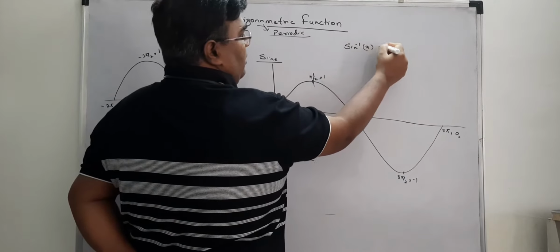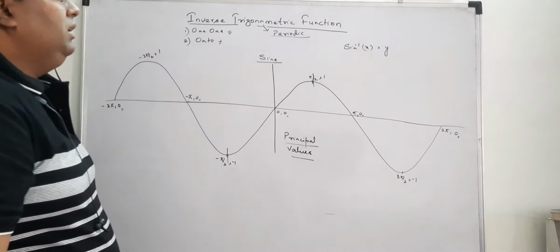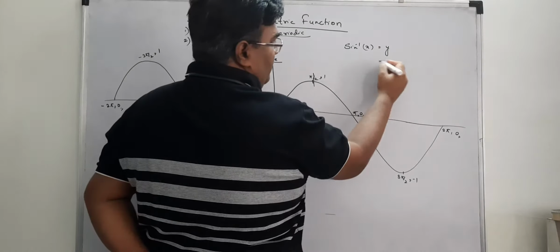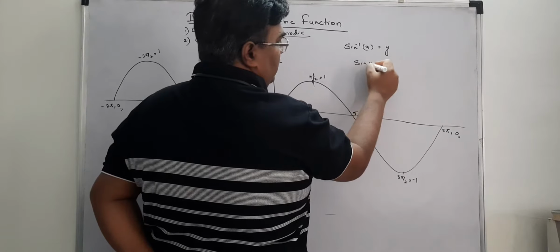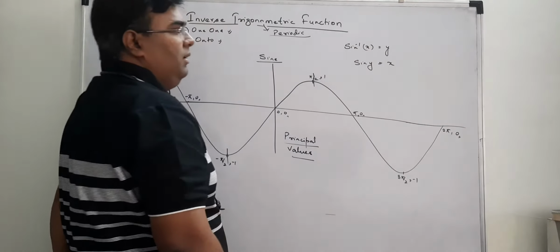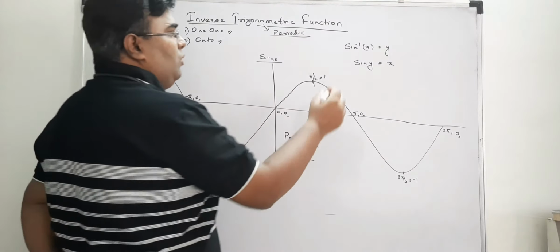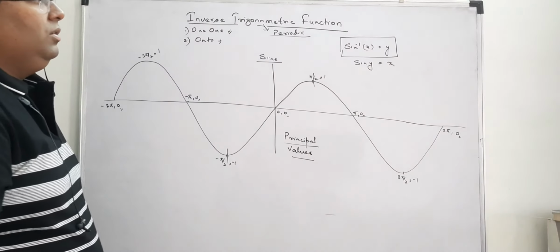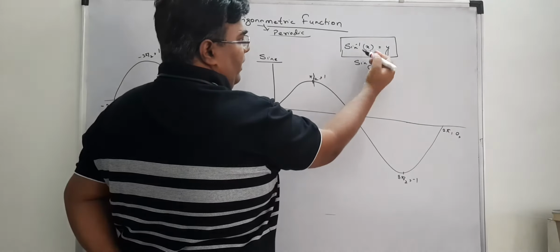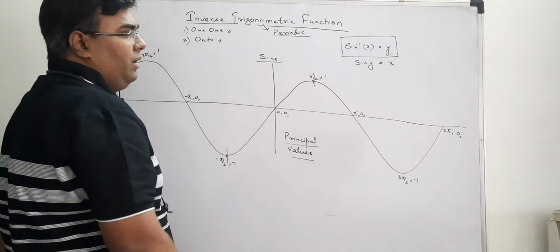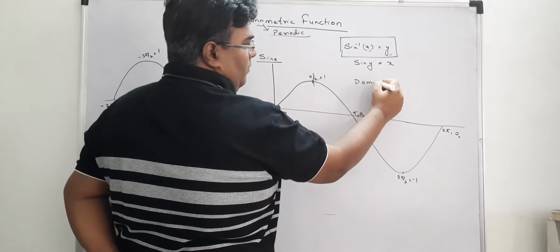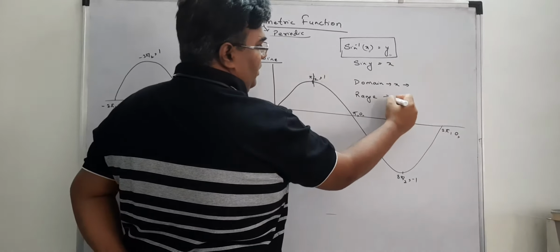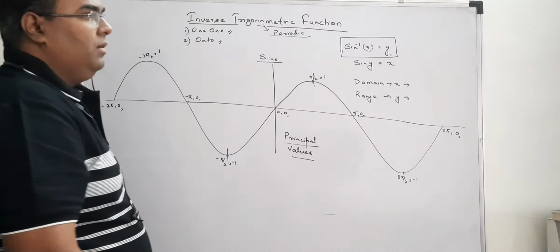Sine inverse x is equal to y. This is how we define the inverse of the sine function, right? If we simplify it further, it will be sine y is equal to x, taking sine to that side. But we want to find the domain and range of this function. Okay, so domain will be what? Domain will be values of x and range will be values of y.